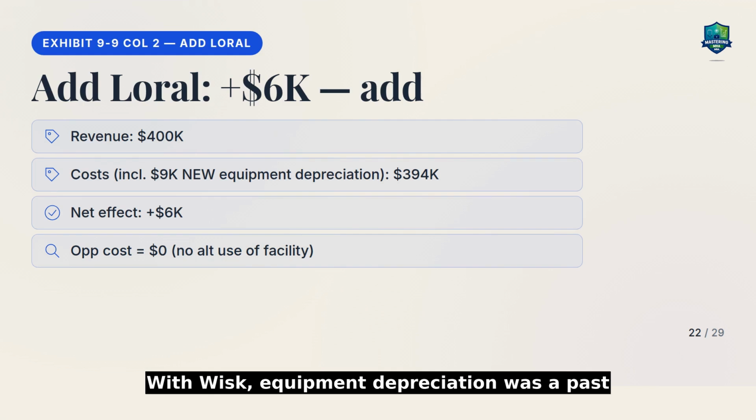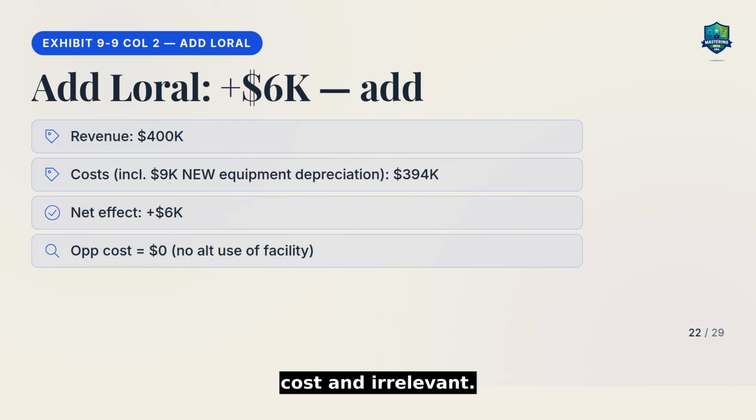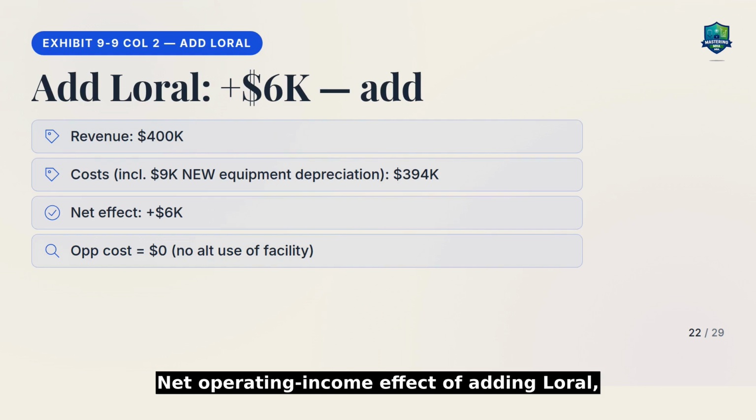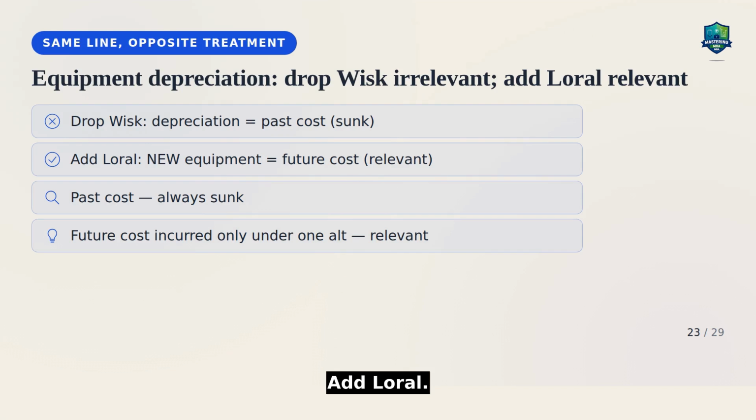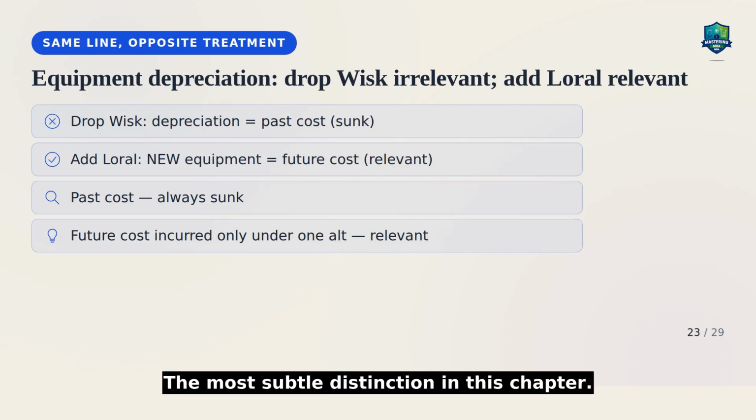With Whisk, equipment depreciation was a past cost and irrelevant. With Laurel, the new equipment is a future cost and relevant. Net operating income effect of adding Laurel plus 6,000. Add Laurel. The most subtle distinction in this chapter. Equipment depreciation appeared on both decisions. In the drop Whisk analysis, it was irrelevant. The equipment is already bought.